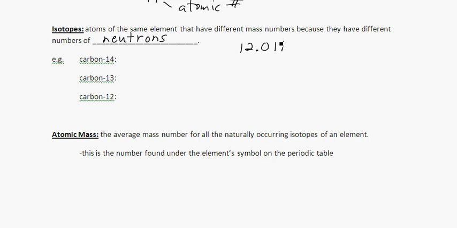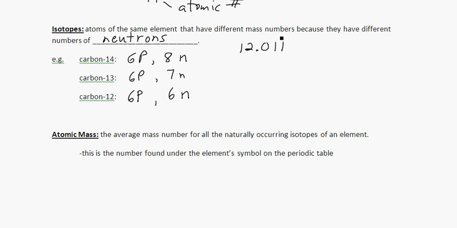Carbon can have, well, first of all, how many protons does carbon always have? Well, it's atomic number 6. That means it's always going to have 6 protons. So for all of these carbons, carbon 14, carbon 13, carbon 12, it's all carbon, so it's all going to have 6 protons. What's changing is the number of neutrons. So if the mass number is 14, how many neutrons are there going to be? It would have to be 8, so that they add up to 14. Carbon 13, 7 neutrons, and carbon 12, 6 neutrons.